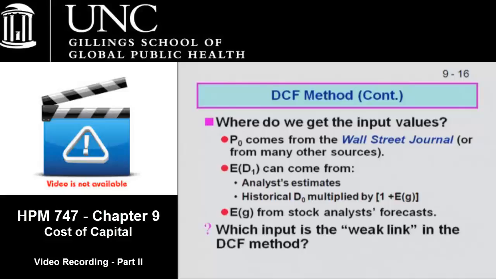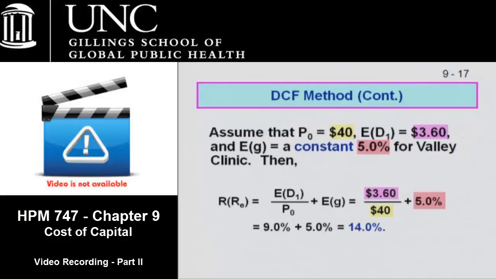The weak link is the growth rate. Similar to beta, because with beta we're assuming the past is going to be like the future, which is an historic assumption. But in the DCF method, we're assuming that the growth rate estimates are going to be pretty accurate. And that's, again, a pretty heroic assumption.